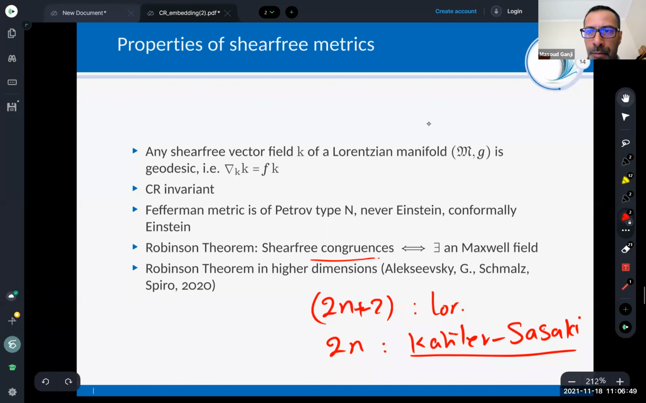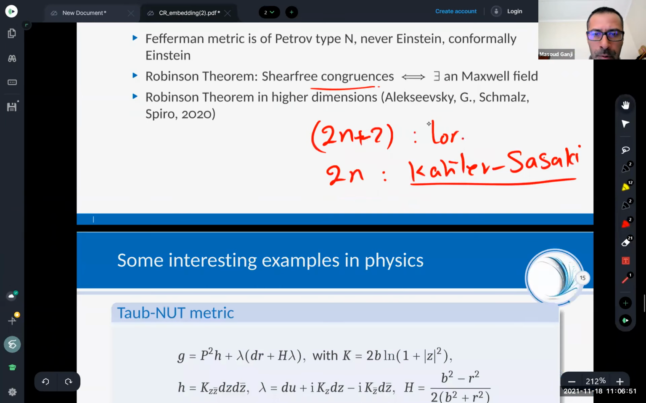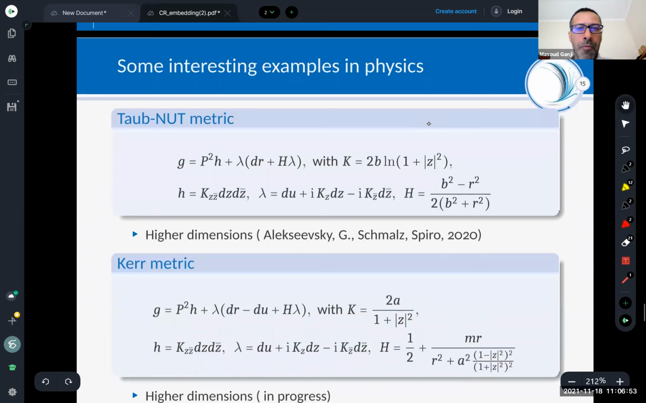And now, two good examples maybe for physicists. We have two good examples of shear-free metrics, Taub-NUT, and also K.